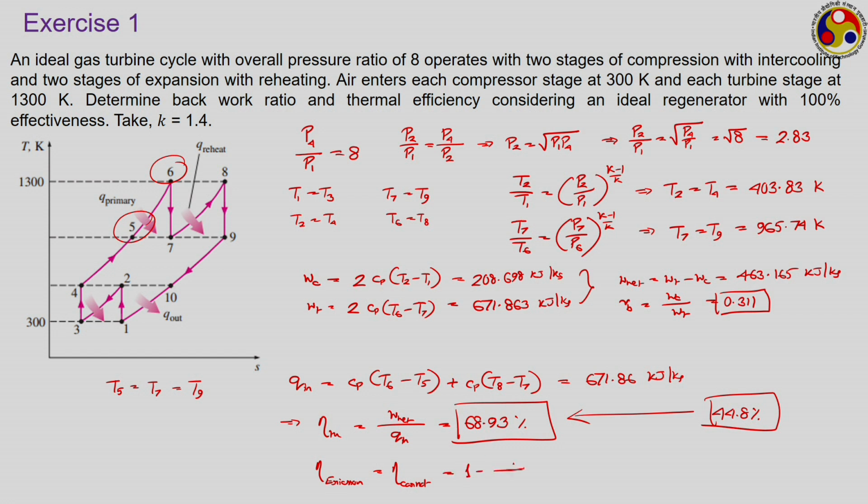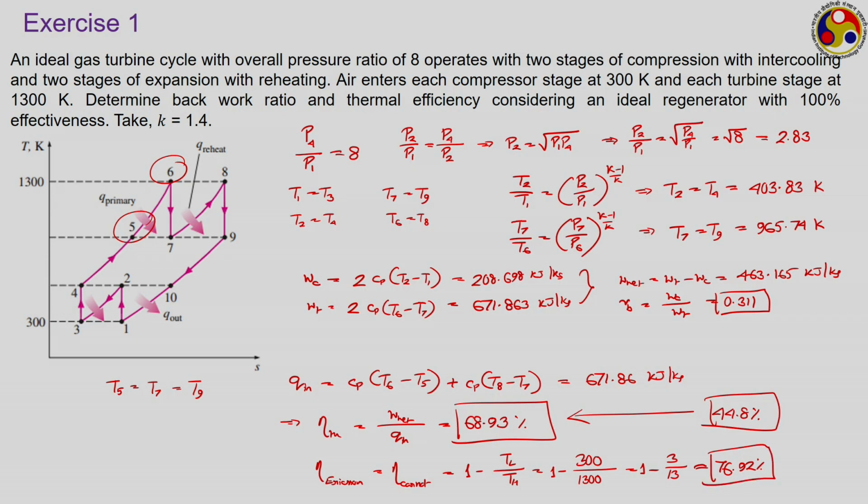So, it should be equal to 1 minus the lowest temperature of the cycle by the highest temperature, which is 1 minus 300 Kelvin, the lowest temperature in the cycle, by 1300 Kelvin, the highest temperature. So, it is 1 minus 3 by 13, and approximately will be coming to be equal to 76.92%.